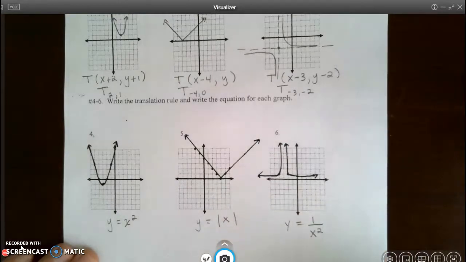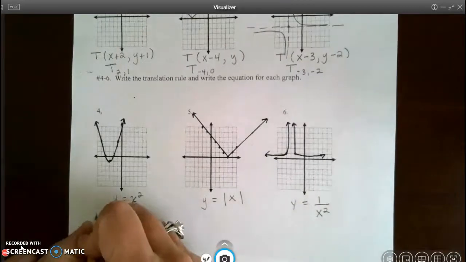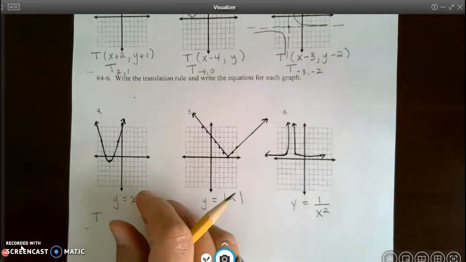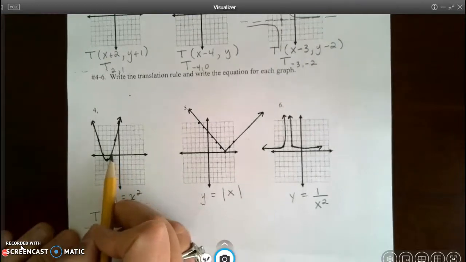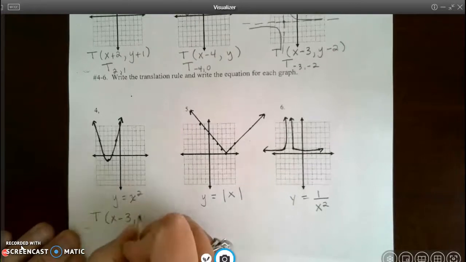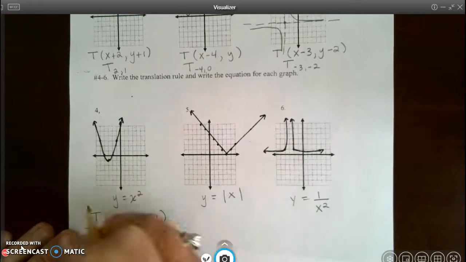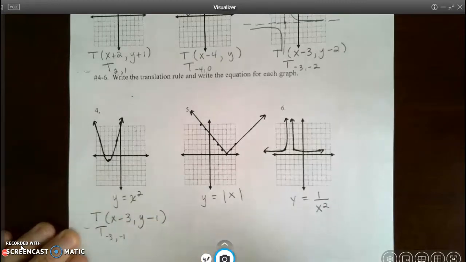So once I figure out what my parent function is, then I'm going to write my rule, which will allow me to write my equation. So my translation rule is, let's see, normally I would be here. I'm going 1, 2, 3 to the left, x minus 3, and 1 down, y minus 1. I could have also written it as negative 3, negative 1.